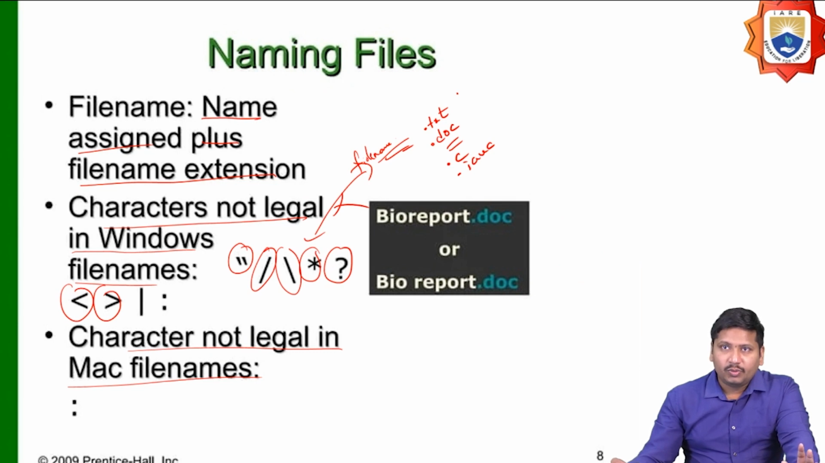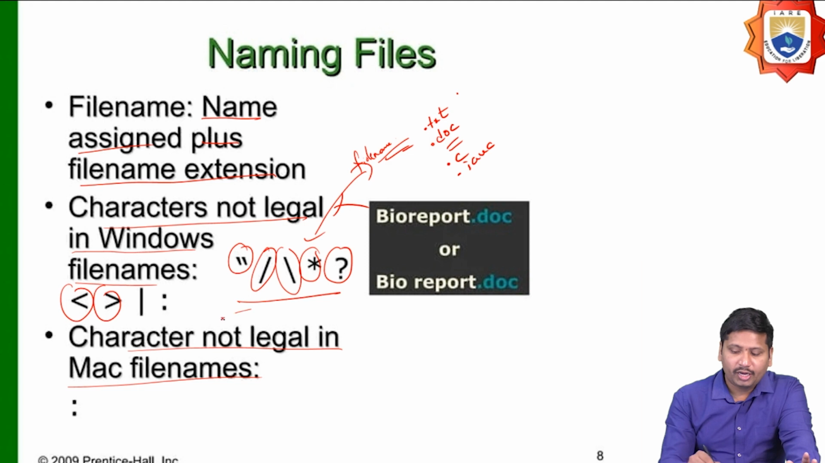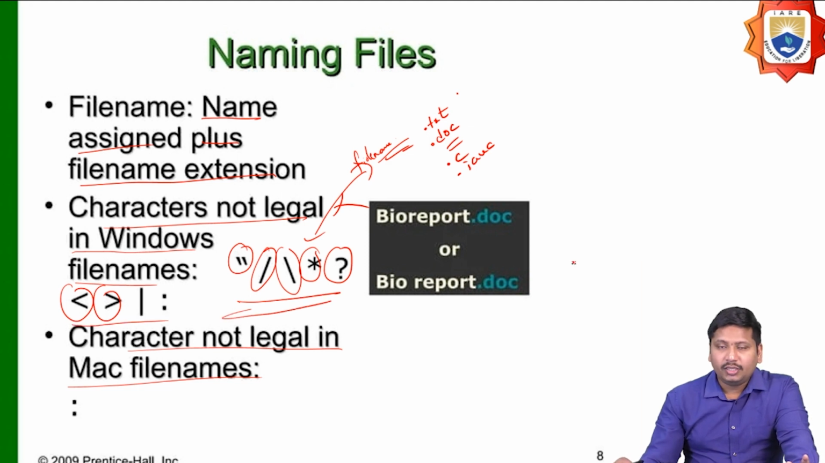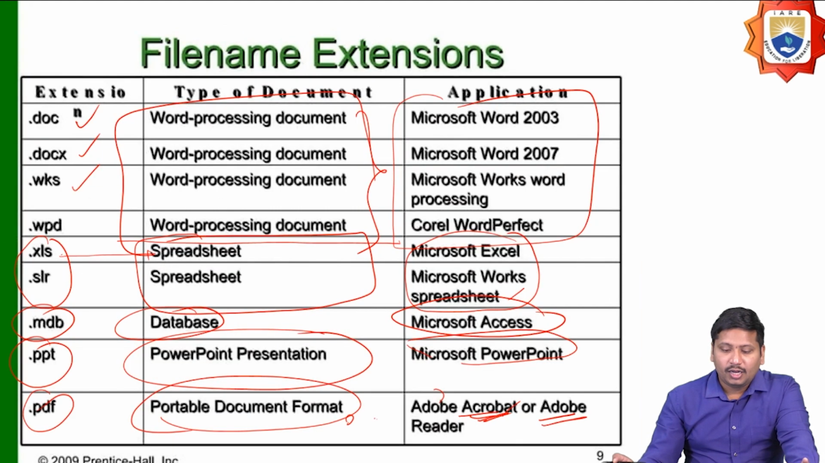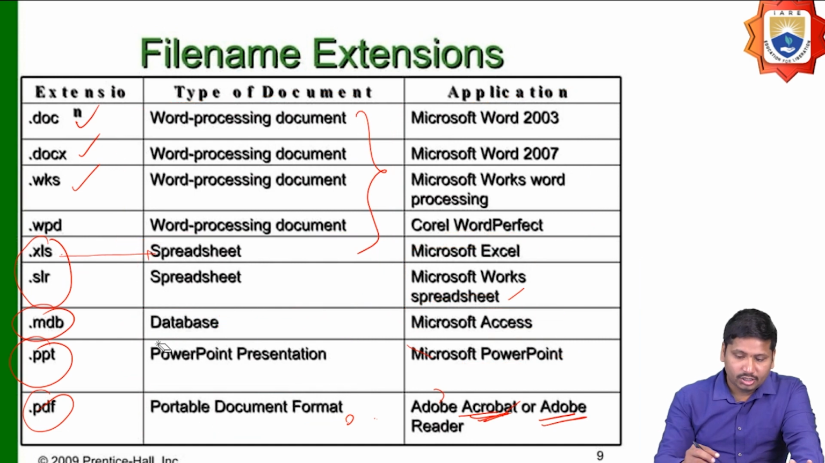And naming the files. How are we going to name the files? We can give the file name, which should be followed by the type of extension, and in between the file names we are not going to maintain any symbols. And these are some of the file name extensions that I'm going to show here.